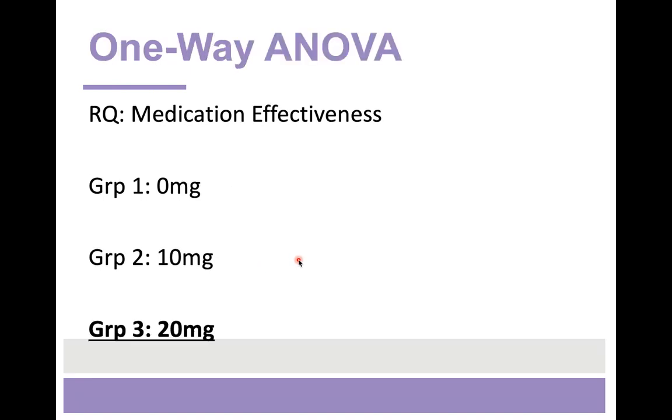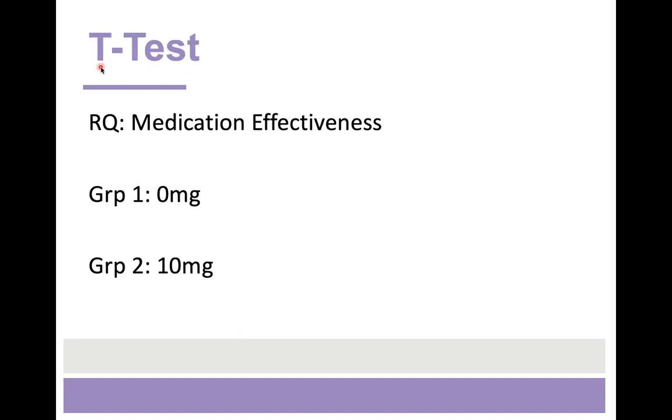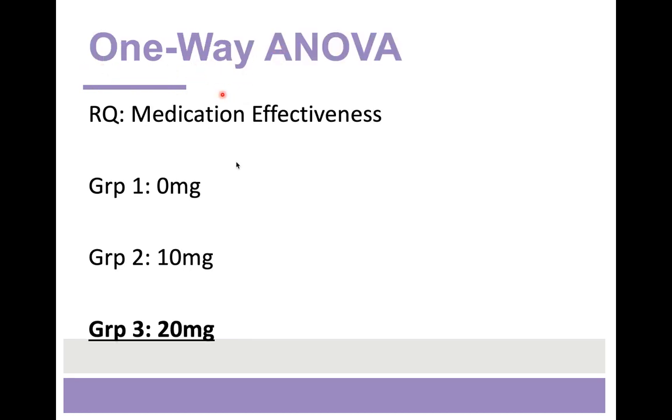So if we add a third group, if we add a 20 milligram group, then we need a different statistic. We need to use the one-way ANOVA to compare the effectiveness of this medication across 3 groups. That's it. So from a design perspective, it's the same thing as an independent t-test. We have independent groups that each receive a different treatment or a different condition of the independent variable. If there are 2 groups, we use an independent t-test. If there are 3 or more groups, we use a one-way ANOVA.